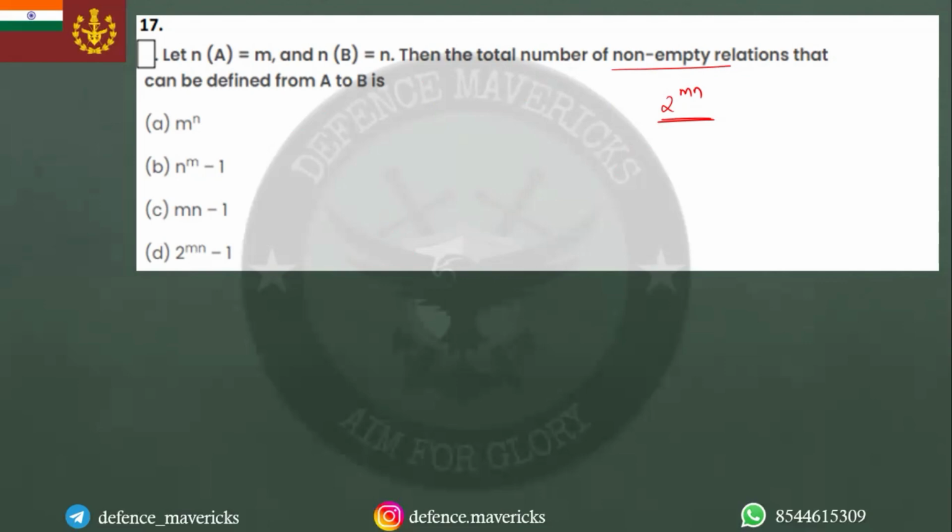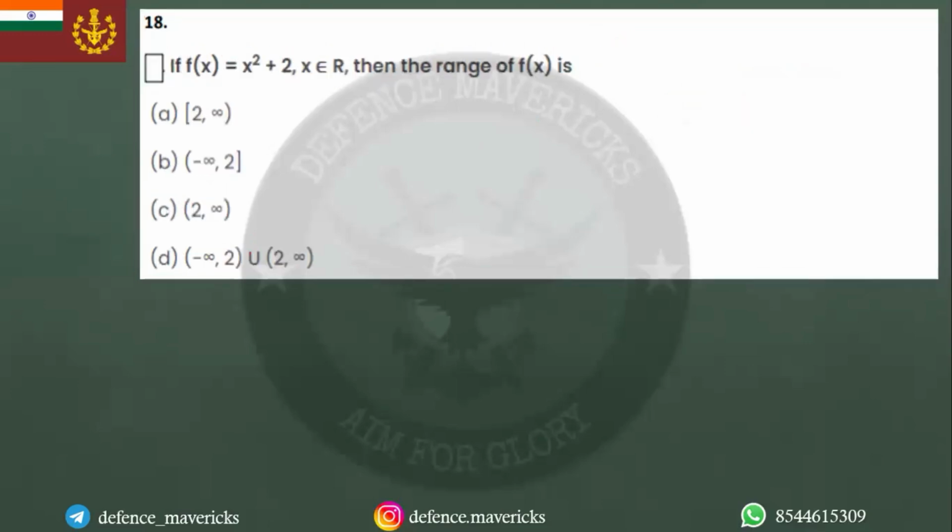I think you must be knowing the number of relations possible from set A to set B such that they have m and n elements. So there are 2 power mn relations possible. But if you want non-empty relations, what will you do? Just subtract 1 and this will be your answer. As simple as that. It is a bit like the proper subset case, where you don't have to take something, so we negated the whole set. Here you are negating the empty relation.